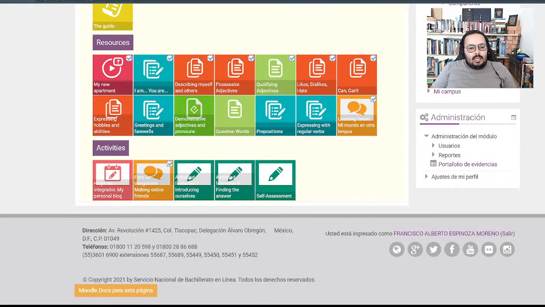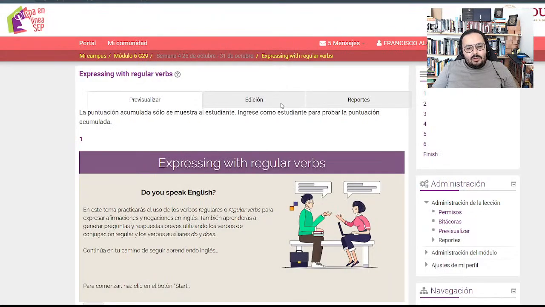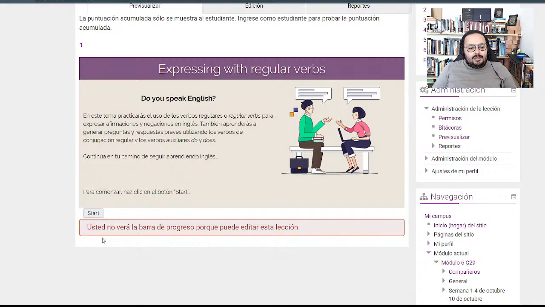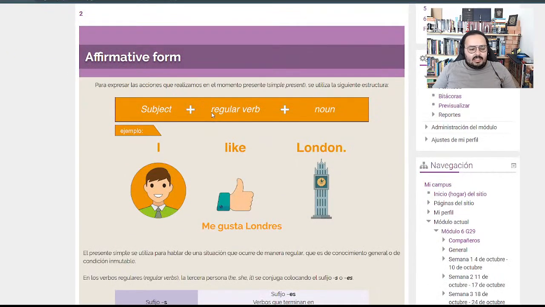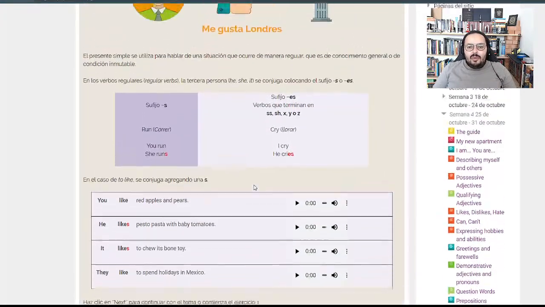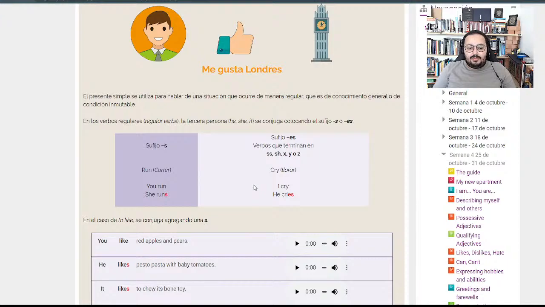And well, next we have expressing likes with regular verbs, and those are the present tense in English. We use other verbs rather than the verb to be. Okay. And well, the structure is the following: subject plus regular verb plus noun. For example, I like London. Me gusta Londres.